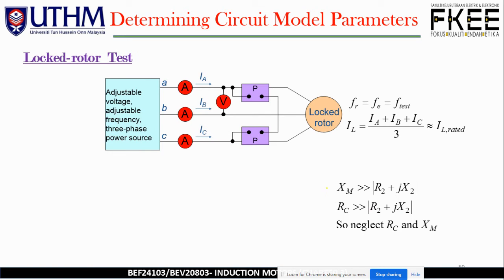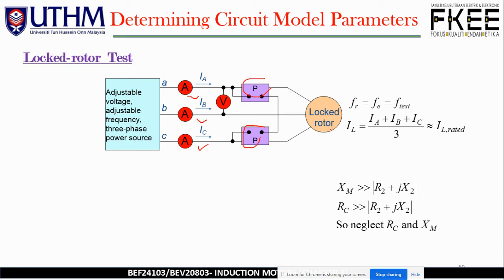So what about the locked rotor test, or the blocked rotor? We have again the adjustable voltage, adjustable frequency, three-phase power. We still have our ammeter over here to measure the current of each line or each phase. We have the voltmeter to measure between line 1 and line 2. We have power meter number 1, and power meter number 2.